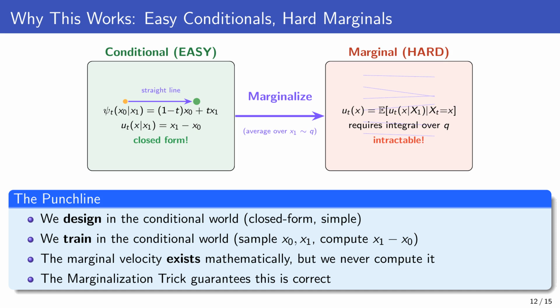Think of it this way. To train the network, all we need to do is sample a noise vector x0, sample a data point x1, form the interpolation xt at a random time t, and ask the network to predict x1 minus x0. That is the entire training procedure. We never compute pt, we never compute ut. We only use conditional quantities which are trivially available. The mathematics guarantees that a network trained this way will learn the correct marginal velocity field. We will see the formal proof in Lecture 4.